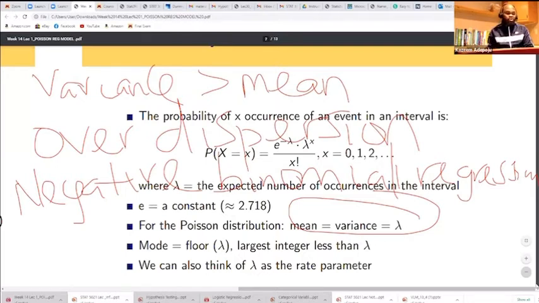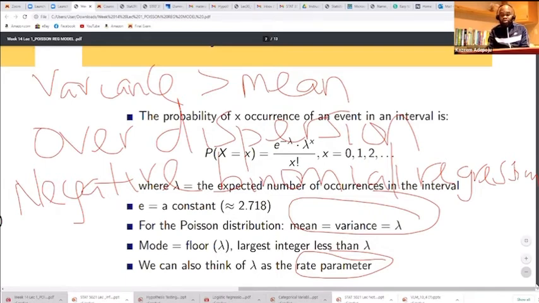So I want you to take into consideration what I just talked about. The lambda that I just talked about, which I call the expected number of occurrences in the interval, can also be called the rate parameter. We can call that the intensity parameter as well. And for you to be able to apply Poisson regression, the mean and variance of the count data have to be equal to lambda.